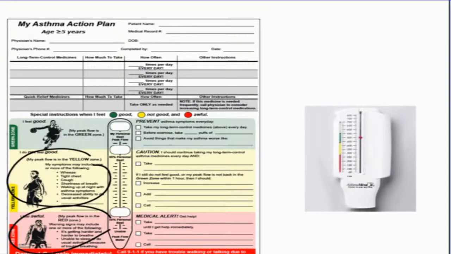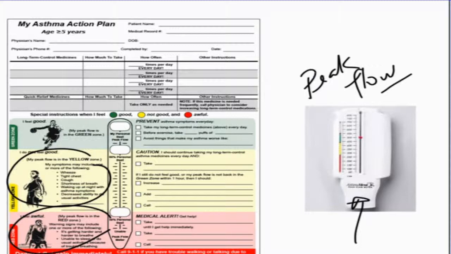This person will benefit from what we call the action plan. If you remember, this is what you call your peak flow meter. The peak flow meter allows that person to monitor their lung function during expiration. So they are forcefully exhaling into this machine or this device, and this red will move either to the green, yellow, and red. And this is what it means.